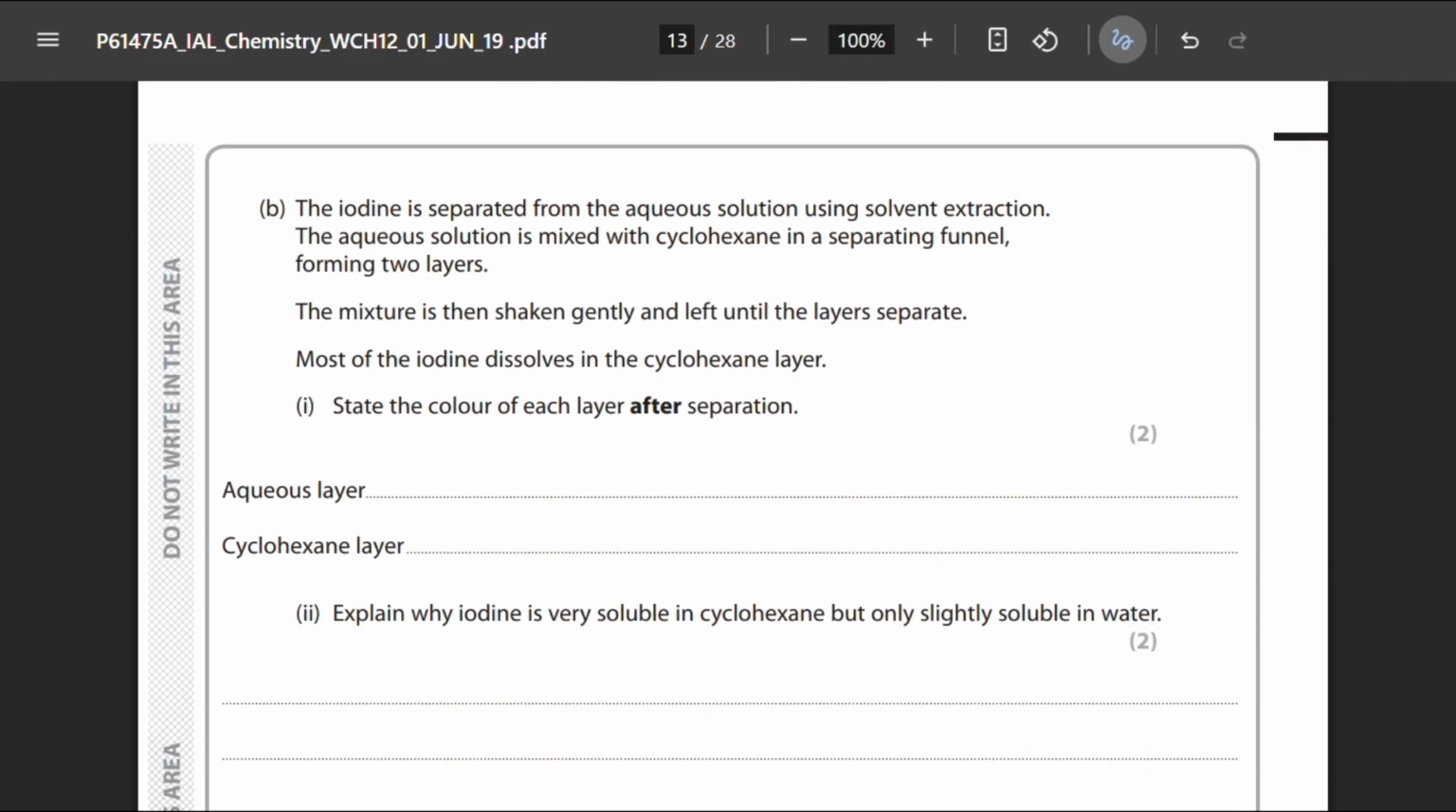Now the iodine is separated from the aqueous solution using solvent extraction. The aqueous solution is mixed with cyclohexane in a separating funnel, forming two layers. The mixture is then shaken gently and left until the layers separate. Most of the iodine dissolves in the cyclohexane layer. State the color of each layer after separation. The aqueous layer will be pale yellow, and the cyclohexane layer, where most of the iodine gets dissolved, becomes pink and purple.